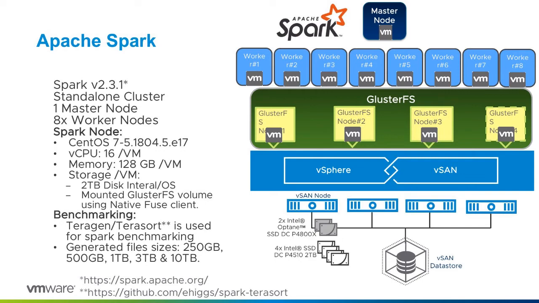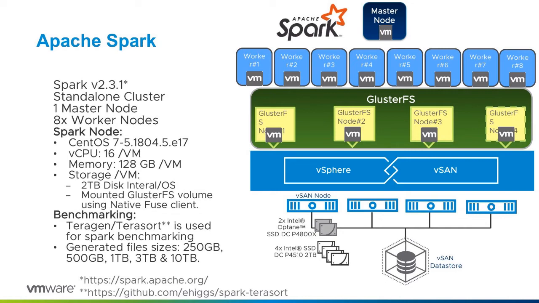These are the specs of the virtual machines. They have almost the same specs as the Gluster file system nodes. However, for the storage part, we have only 1 internal disk for the operating system, and the mounted file system from the Gluster is the one used for loading the data and doing the read and write operations.